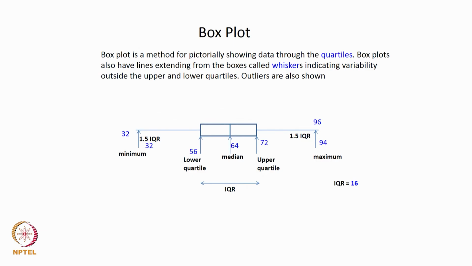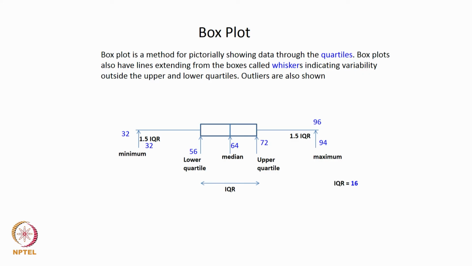We now go on to explain the box plot. The box plot is a method for pictorially showing the data using the quartiles. Box plots also have lines extending from the boxes, which are called whiskers, indicating the variability outside of the upper and lower quartiles. Outliers are also shown. Because this also shows the whiskers, this plot is sometimes called a box and whisker plot.